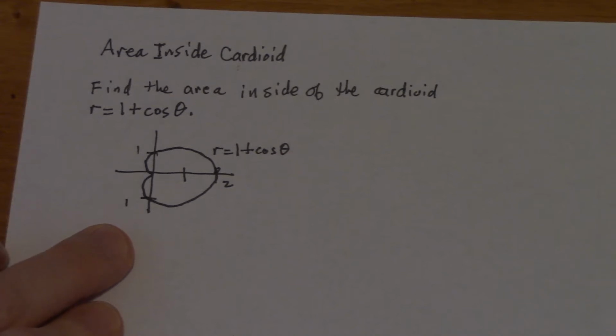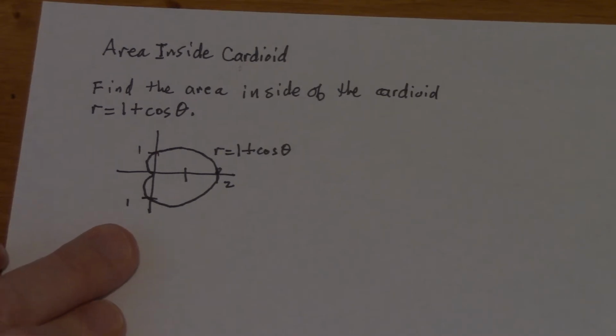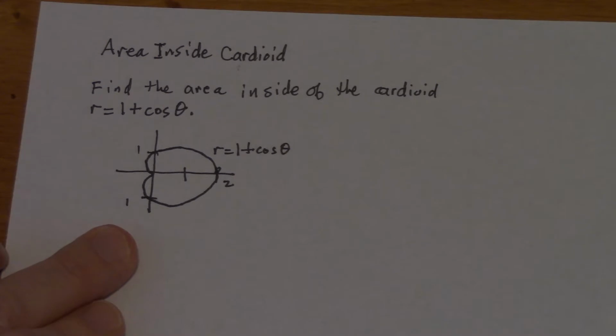Okay class, in this video we're going to find the area inside the cardioid, 1 plus cosine of theta. So I went ahead and graphed it. This is what it looks like. Of course it's centered on the x-axis and it's symmetrical. It has x-axis symmetry. Points to the right.